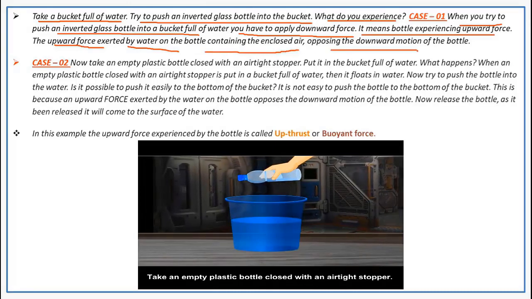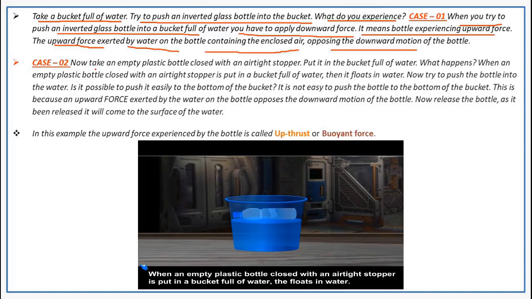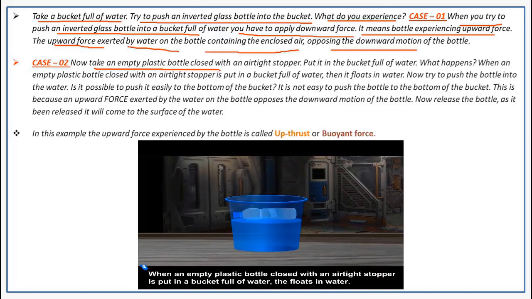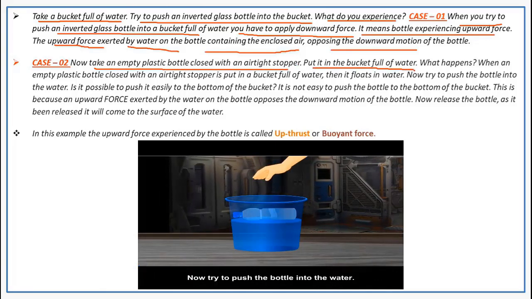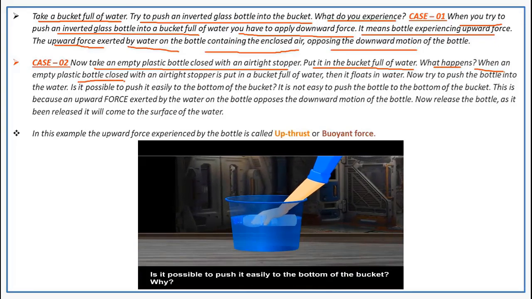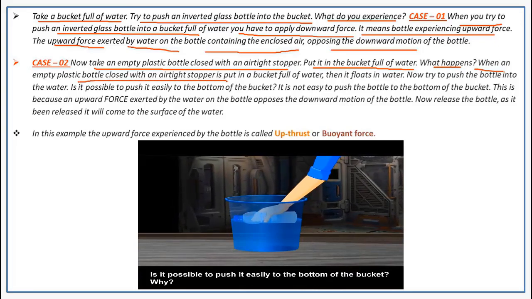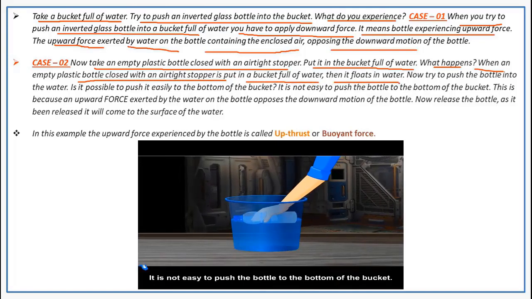This upward force exerted by the water on the bottle containing the enclosed air opposes the downward motion of the bottle. Let's understand one more case, case 2. Now take an empty plastic bottle closed with an airtight stopper. Put it in the bucket full of water. What happens? When an empty plastic bottle closed with an airtight stopper is put in a bucket full of water, then it floats in water.